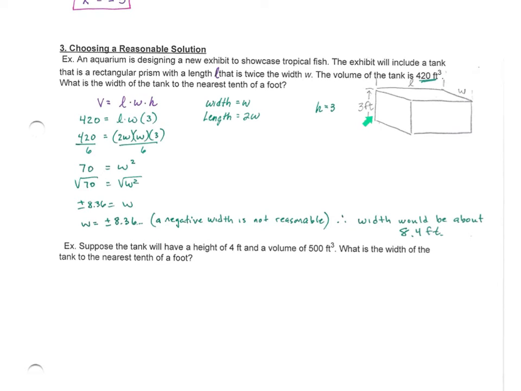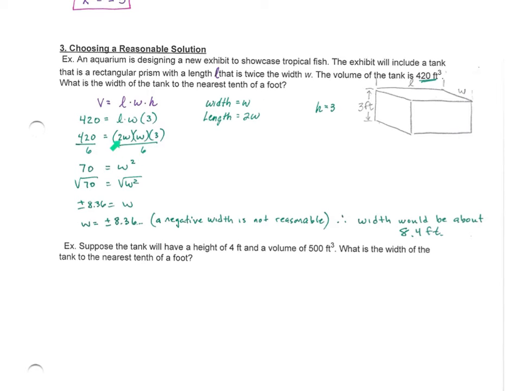And they told me that my height was, how much? Did they say 3 feet? I guess I'm telling you it's 3 feet, huh? So if my height is 3 feet, I know that my height is 3 feet. I know that my width was W. I know that my length was 2W. So I've continued with my substitution. And now I've done some simplification.